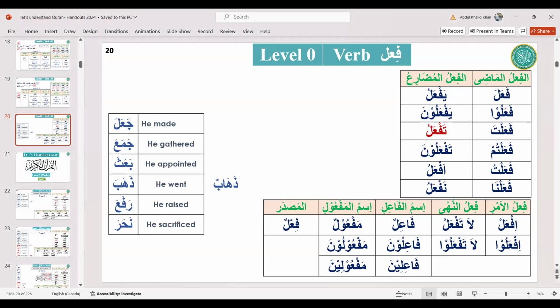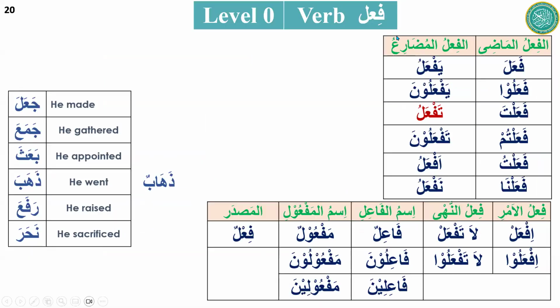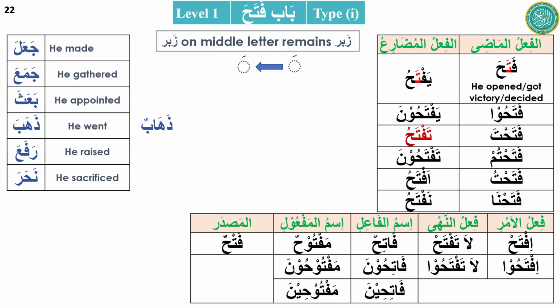So now we are on level 1, chapter 1. It's called Bab Fataha. Sister Afia, can you please tell us what we have learned today?